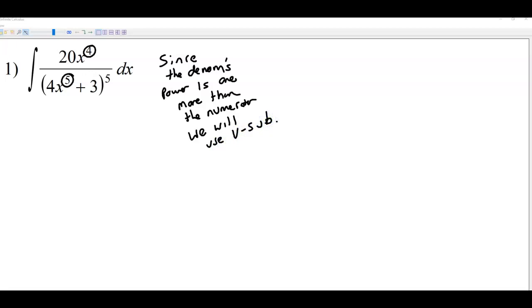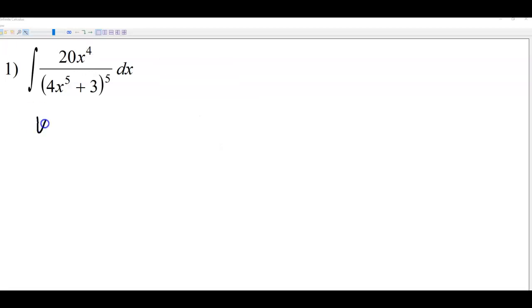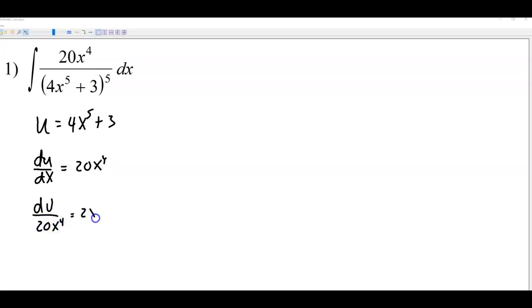Okay? U substitution is going to work there because we have to take the derivative and it will cause that 5 to go down 1. And then that'll cancel out the x to the 4th. So that's kind of your hint there. So let's go. U equals 4x to the 5th plus 3. The derivative of u with respect to x is equal to 20x to the 4th. Du over 20x to the 4th is equal to dx.